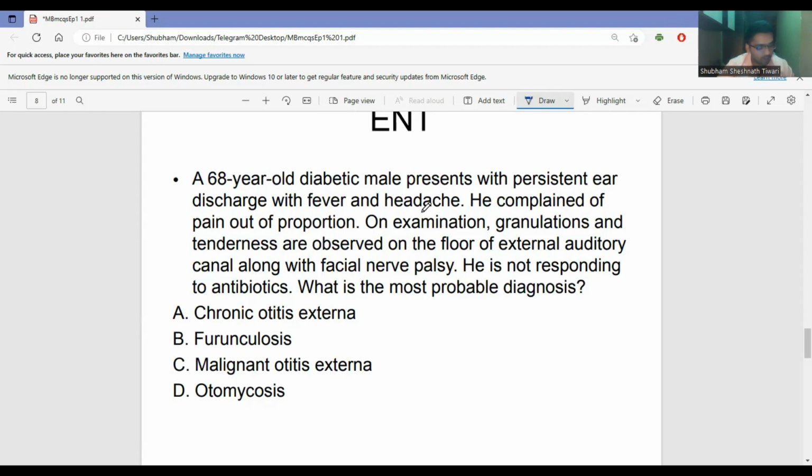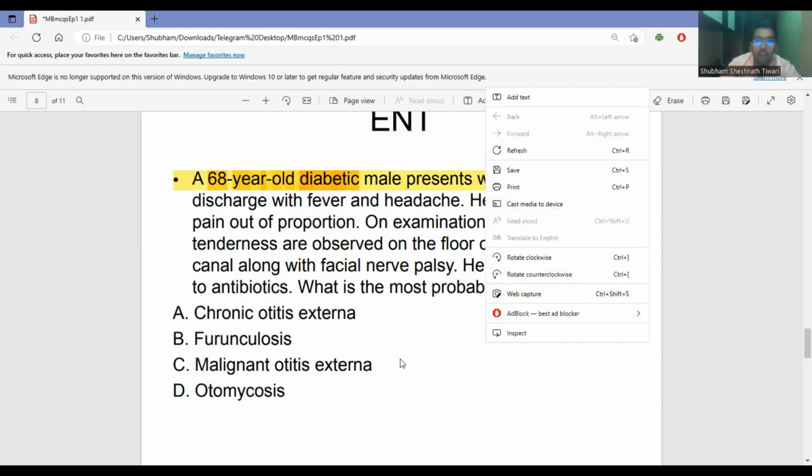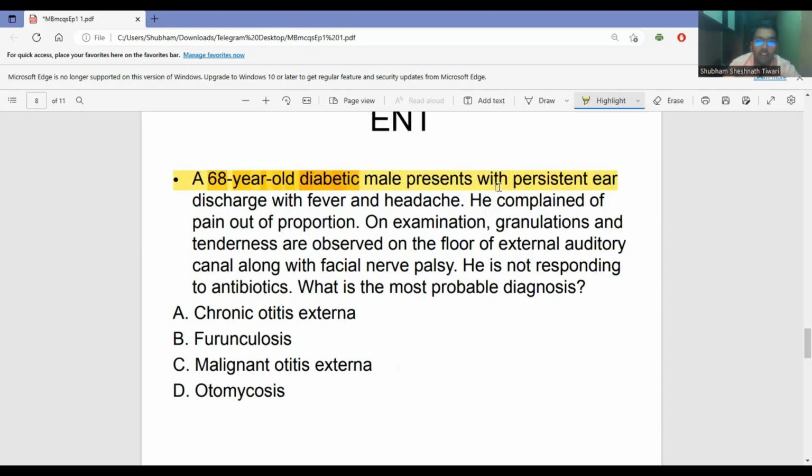Let's discuss the next question now. This is the second last question. So the question goes, it's from ENT, and the question goes, a 68-year-old diabetic male presents with persistent earache. So I'll just highlight the pertinent points for you. 68-year-old diabetic presents with persistent ear discharge. He complains of pain out of proportion, on examination, granulations.